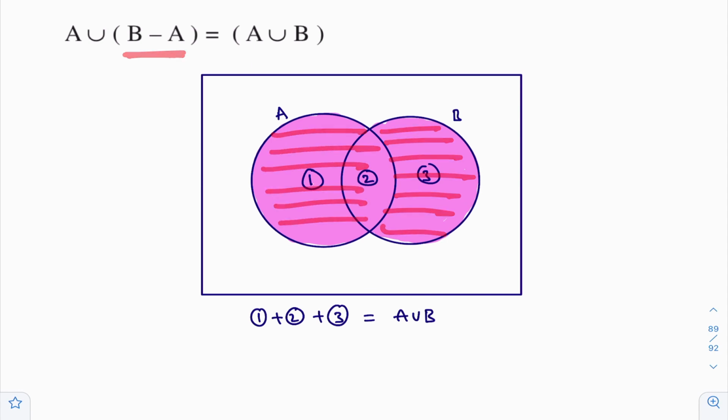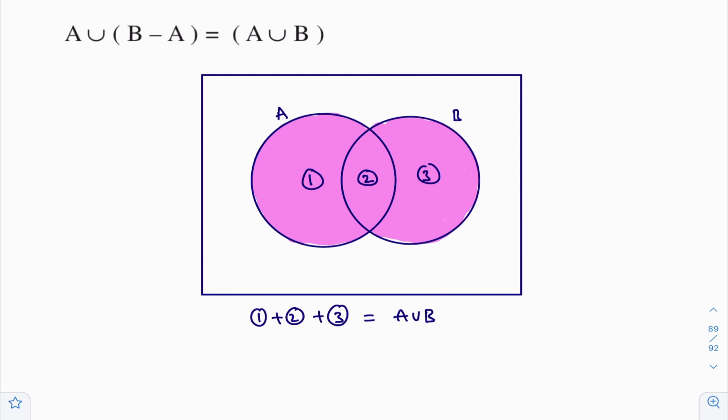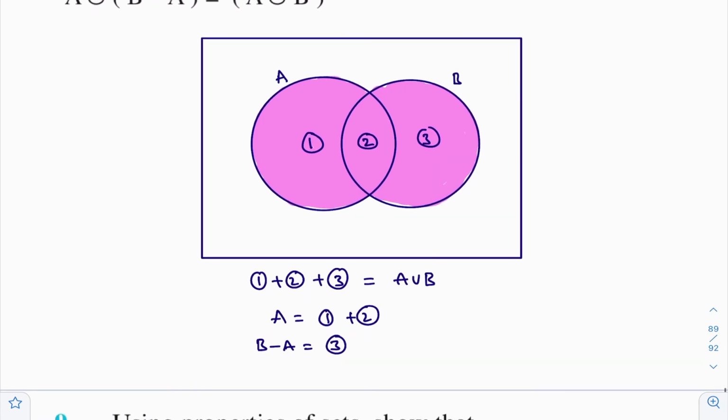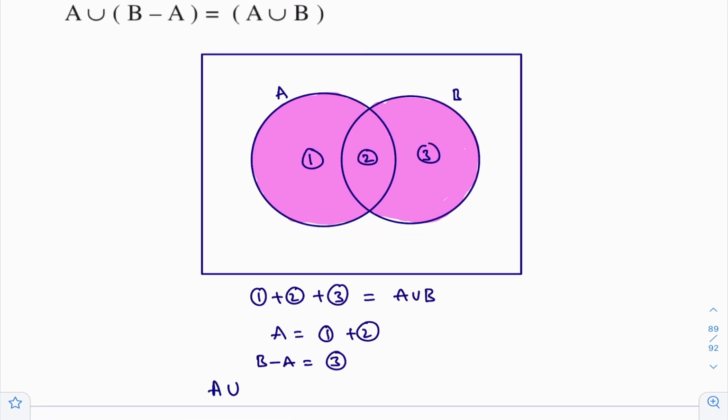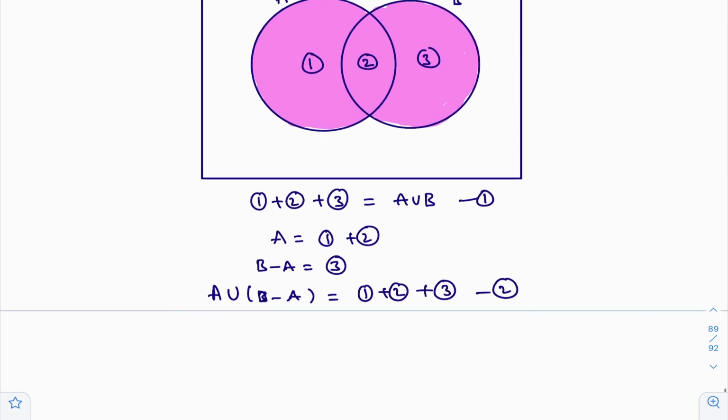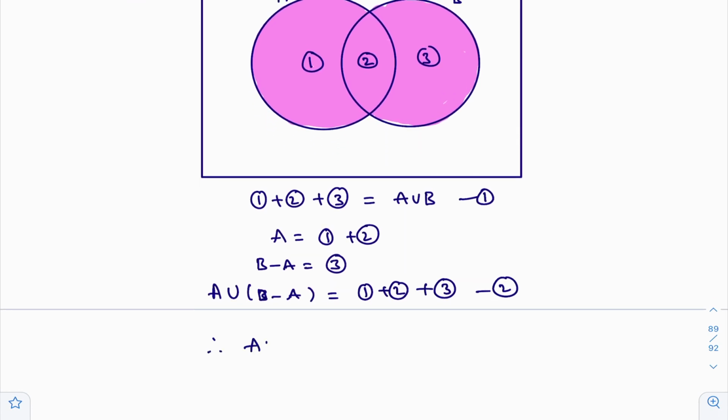Try to understand. So here what I'll write, A is equal to 1 plus 2. Okay, B minus A is what? B minus A is third part. So what I want here is A union B minus A. A is what? 1 plus 2, plus union. Union means we need to write like this only. So you observe here, you take this as 1. A union B is 1 plus 2 plus 3. A union B minus A is also 1 plus 2 plus 3. So what can I conclude here? I can conclude that A union B minus A equal to A union B.